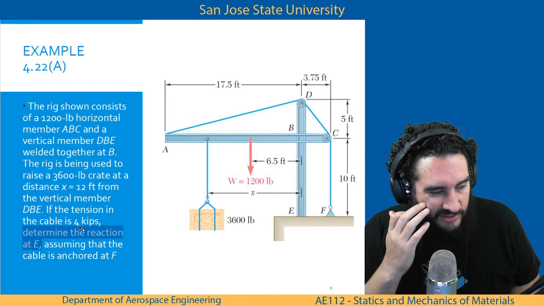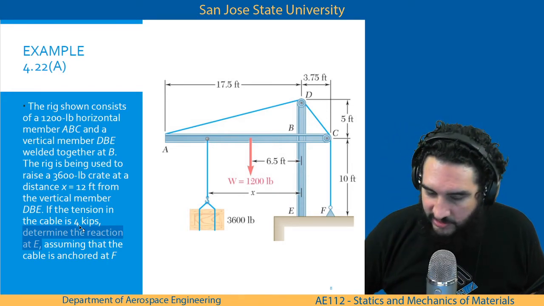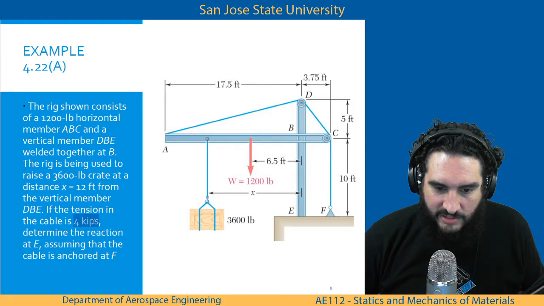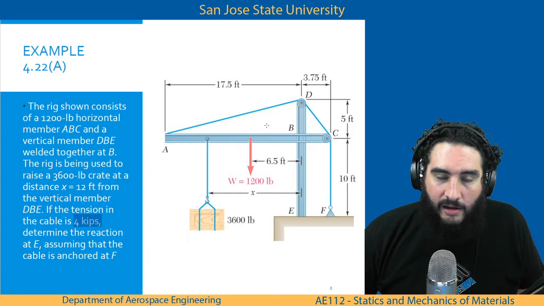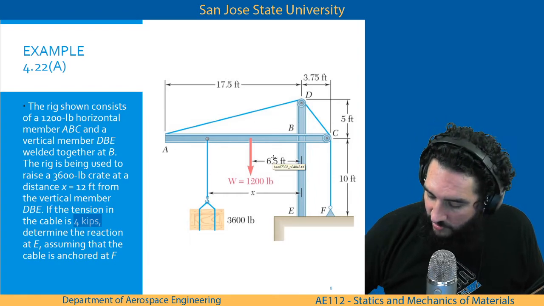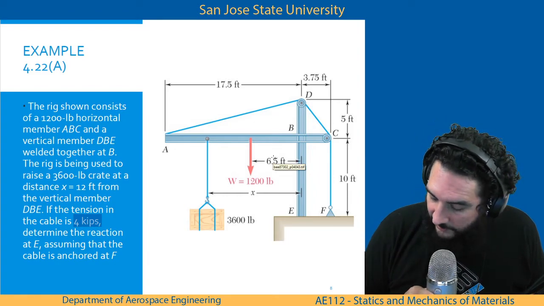Kips are thousands of pounds. So the tension in the cable is 4,000 pounds. That's what this tells us here. Okay, you know the deal. Draw your free body diagram, and I'll be with you in just a moment.